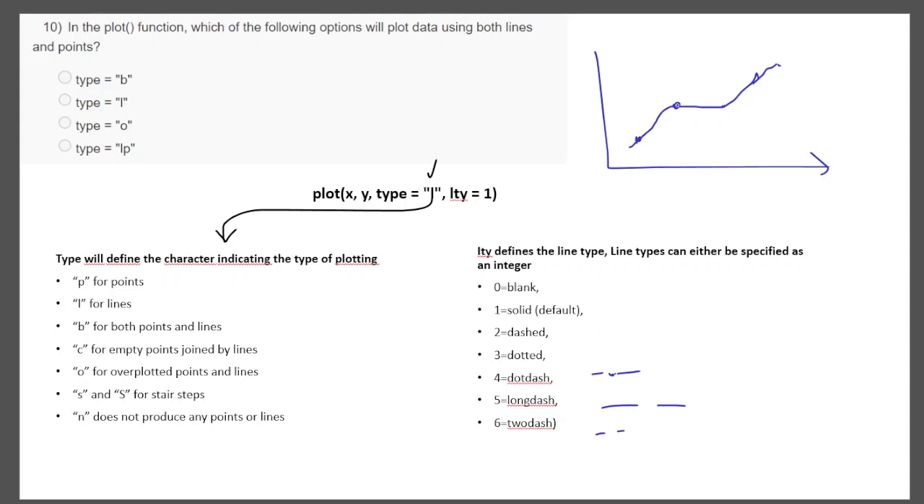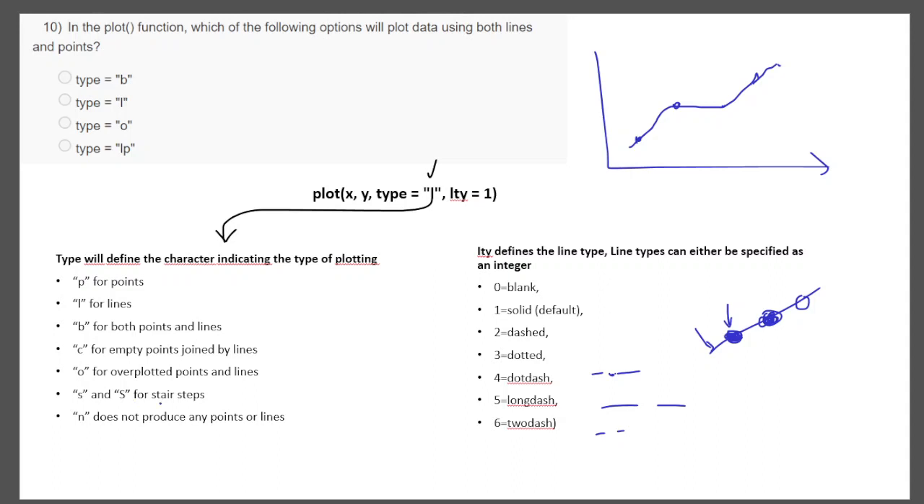Then if you use C, it is just empty points joined by lines, so it won't have points, only the lines will be visible. O means overplotted, like the points will be over the lines. Dots will be like this if it is filled. It is merging, so it won't be visible, but you can assign a specific color to the points and lines also. In that case you can see the points lying over the line.